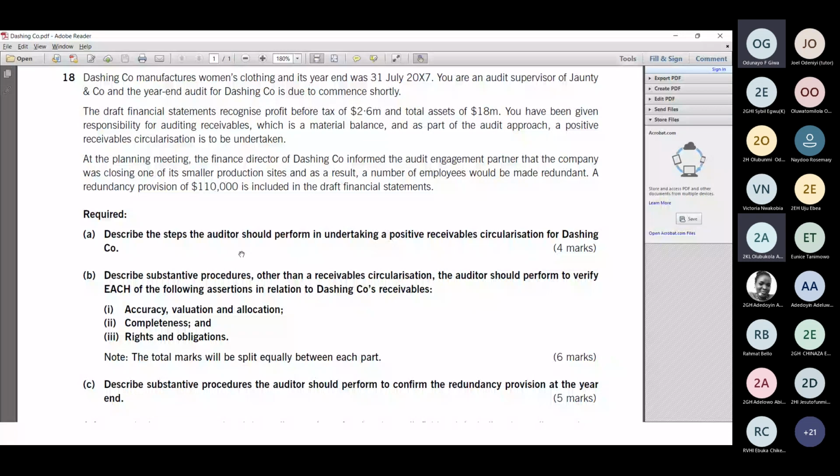That's why I said I need to see the question. Okay, let me see. I'm showing the question now. Yes, I just saw it. It just came to my screen. My network is slow. So for profit before tax, profit before tax is $2.6 million. Total assets is $18 million.